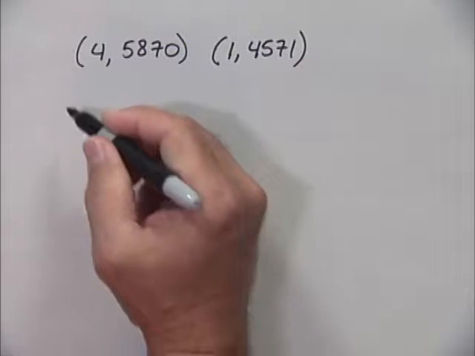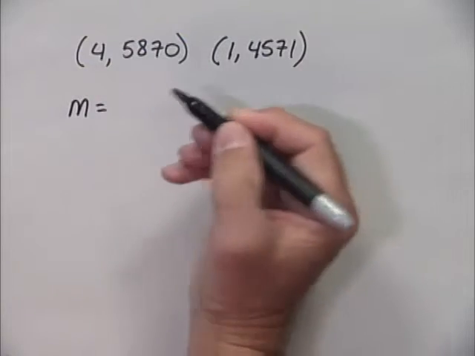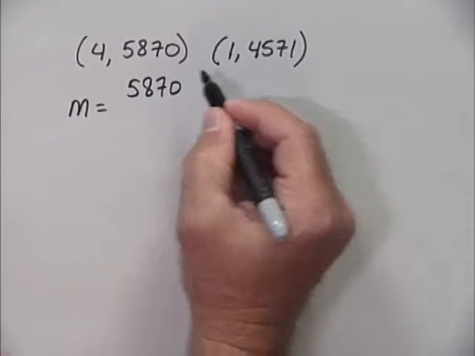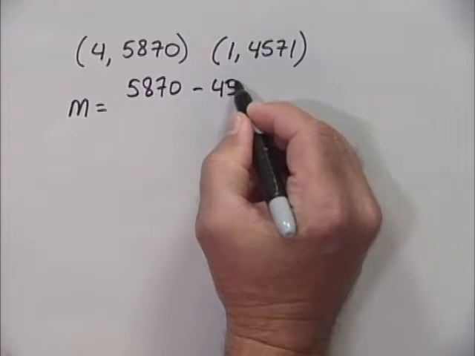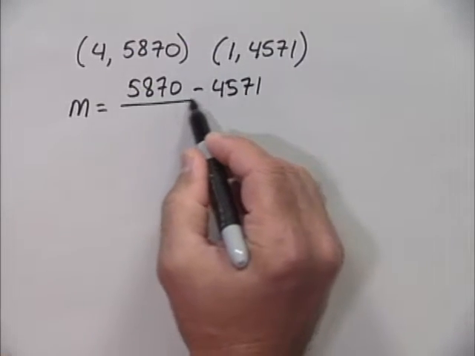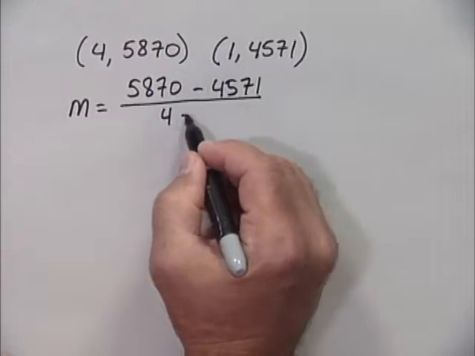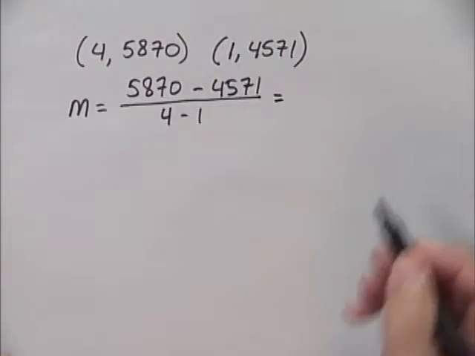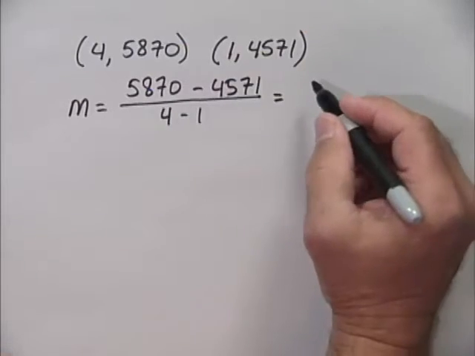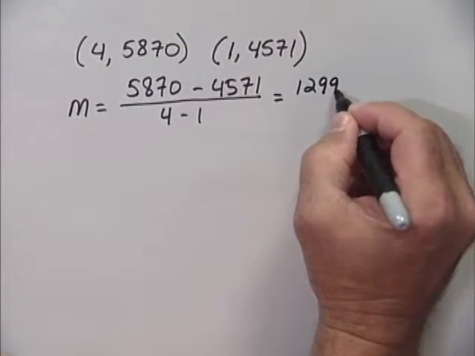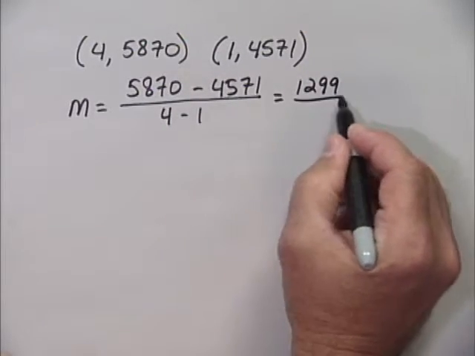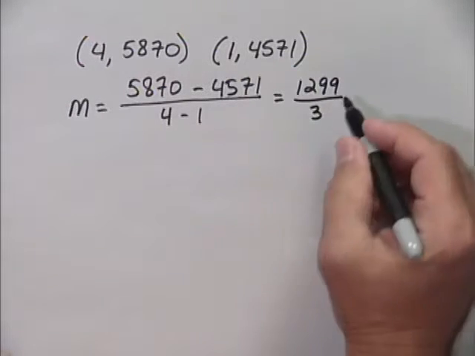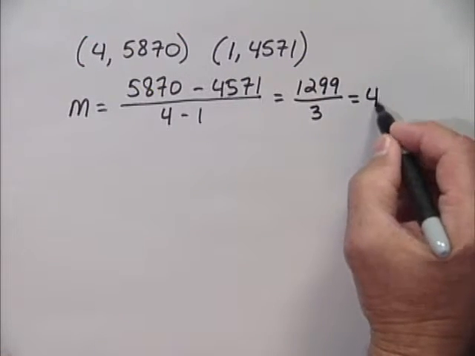That means first find the slope. The slope is the difference in the y coordinates divided by the difference in the x coordinates. Evaluating the numerator, that's 1,299. The denominator is equal to 3. Dividing, we find that the slope is 433.